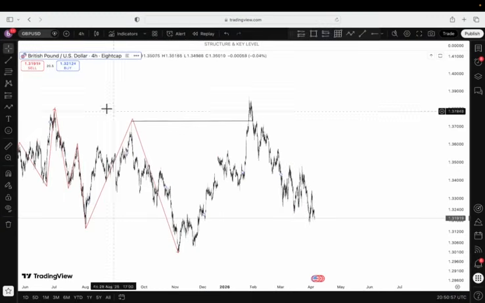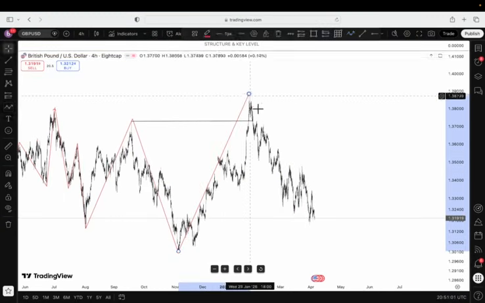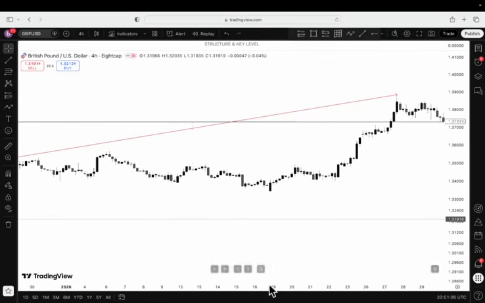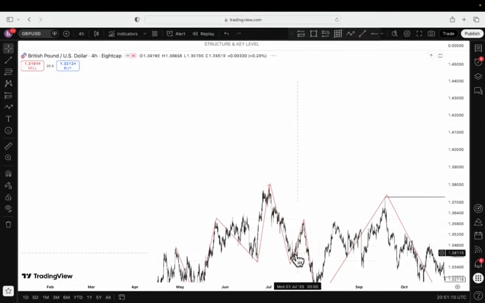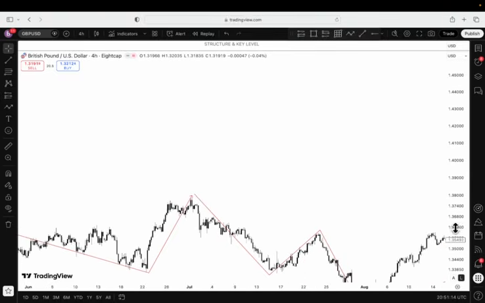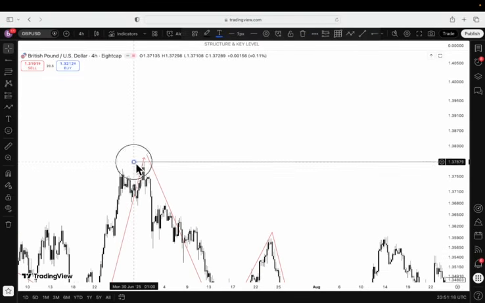Okay, so like I said, we're going to start drawing our structure from here. So externally, let me check. I want to be sure this high here and the other one, which is the last swing high. So I'll just put this here.